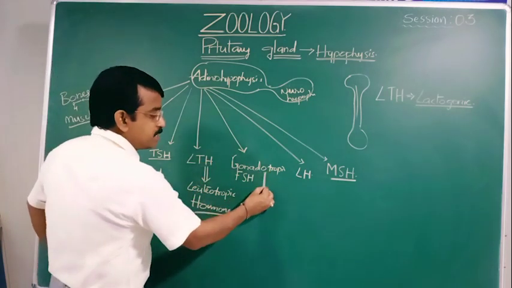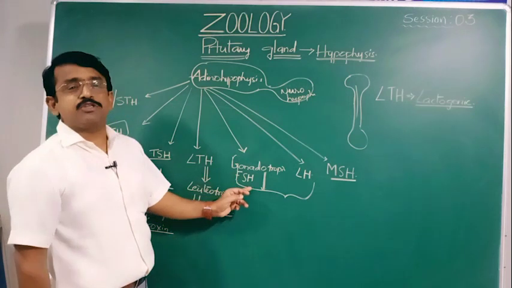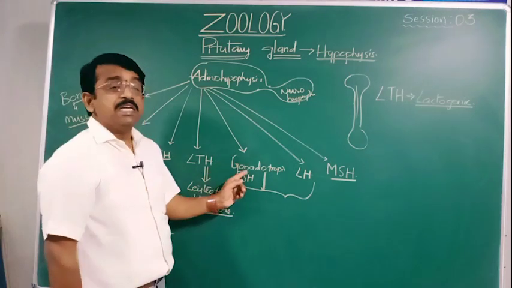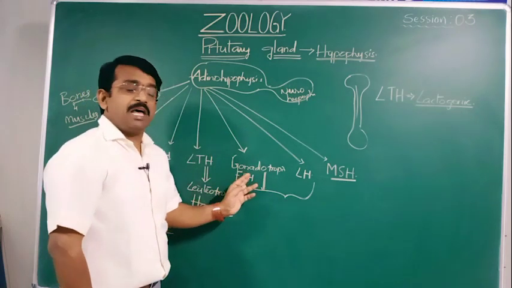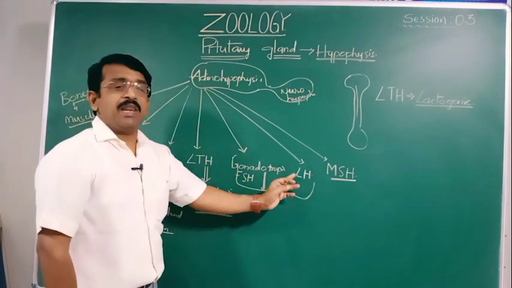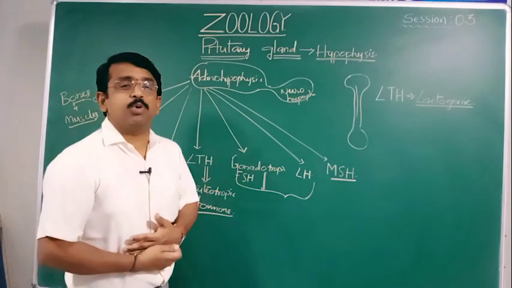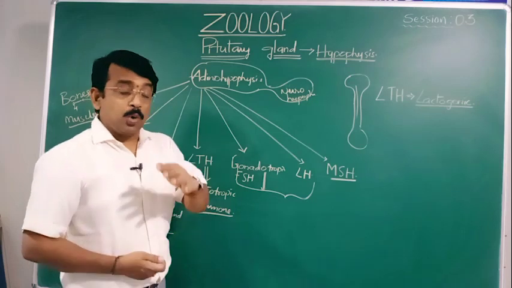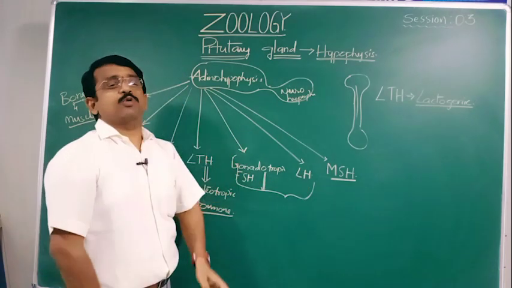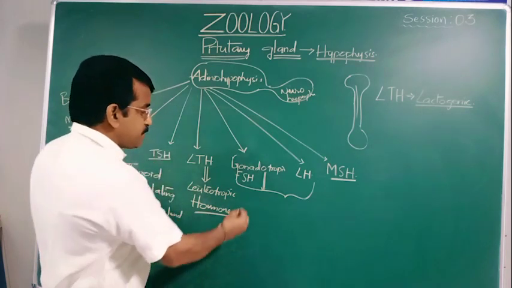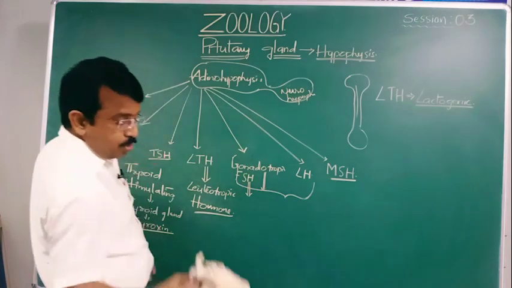Next, gonadotropins. Both FSH and LH are said to be the gonadotropins. Why? As these two are influencing the gonads, FSH influences both male and female, LH influences both male and female. Male and female gonads, nothing but the testis in the case of the male and the ovary in the case of the female. So in both male and female, gonads are influenced by FSH and LH. That's what they are, the gonadotropins. Right? So first of all, we'll go for the FSH. FSH stands for follicle stimulating hormone.